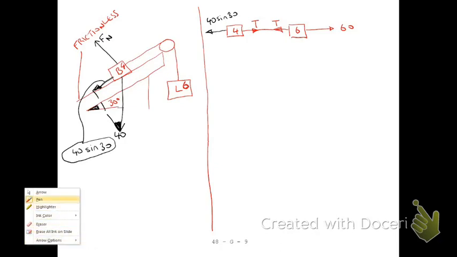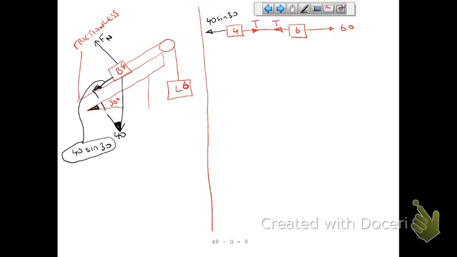So I can say, okay, find T using... Now it's up to me which one I use. The sum of the forces on the 6 is equal to the mass of the 6 times the acceleration of the 6. Then I don't have to worry about this 40 sine 30, but I'm going to have to deal with it sooner or later, so it doesn't matter which one you pick.